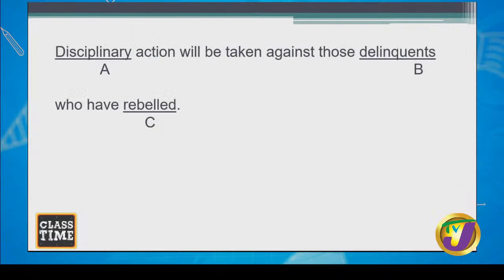Disciplinary action will be taken against those delinquents who have rebelled. So here are our words now. We have disciplinary, we have delinquents, and we have rebelled. Are all 3 spelt correctly? Is any one of them spelt incorrectly? Look closely now. Ready with your answer? Let's check. In this case, fortunately, they're all spelt correctly. We don't see this very often, but it does happen every once in a while. So let's move on to the next sentence.